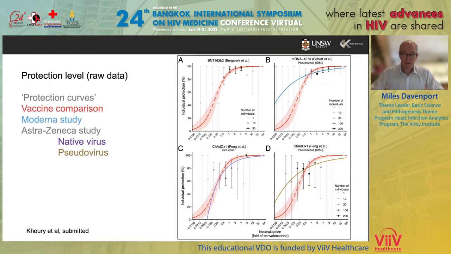When you look at Feng et al. studying the AstraZeneca vaccine, they use two different assays, a native virus assay and a pseudovirus assay. The native virus assay, the curve follows ours very closely. The pseudovirus assay, again, seems to overestimate the IC50 compared to what we saw.